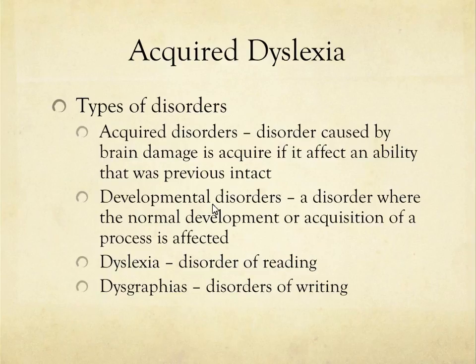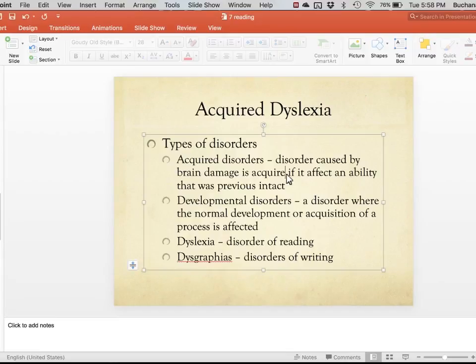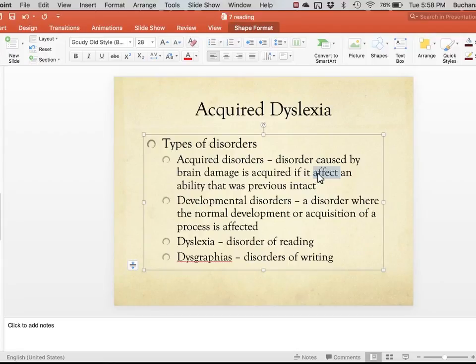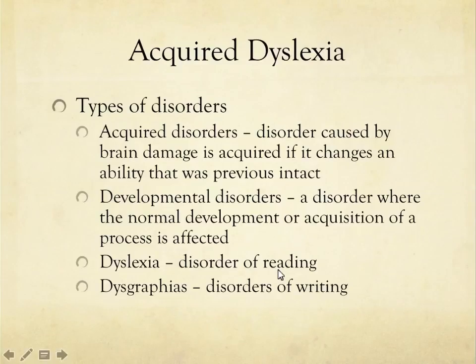So there are two basic types, four, I can't count. There are acquired disorders. Acquired disorders are caused by brain damage, and a disorder caused by brain damage is acquired if it changes an ability that was previously intact. So with a little bit of brain damage, you no longer have working memory, that's an acquired disorder.